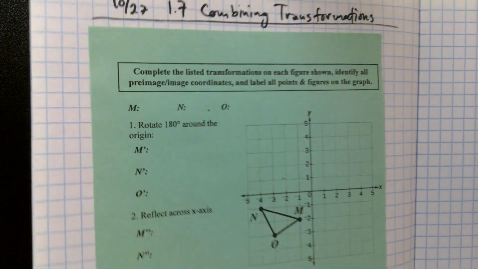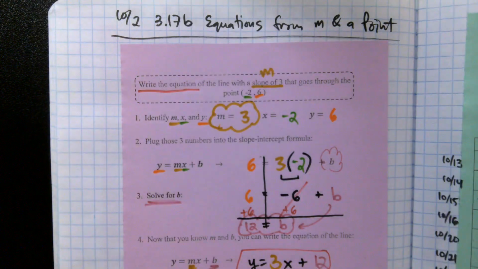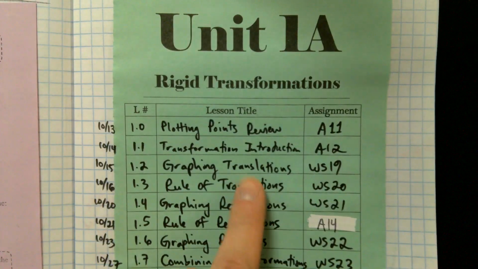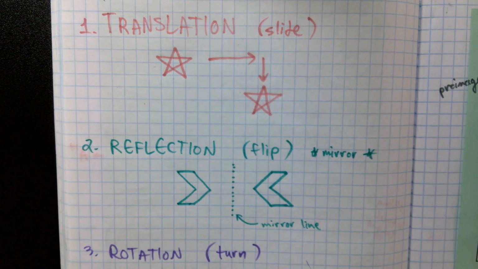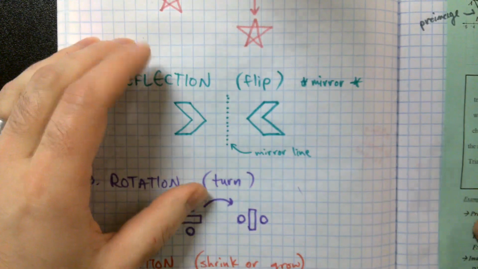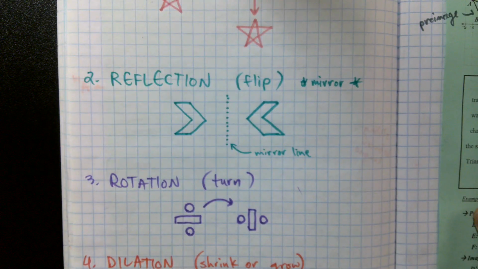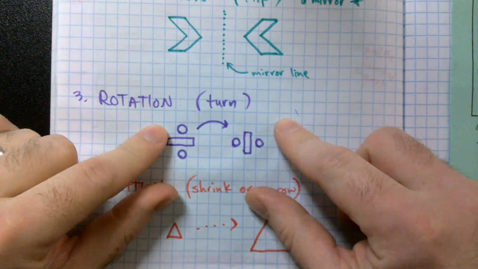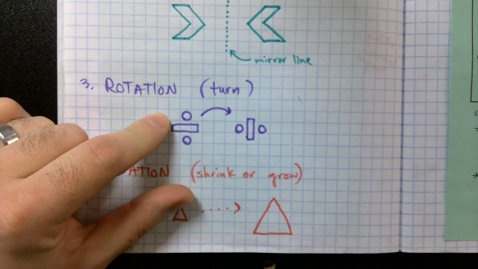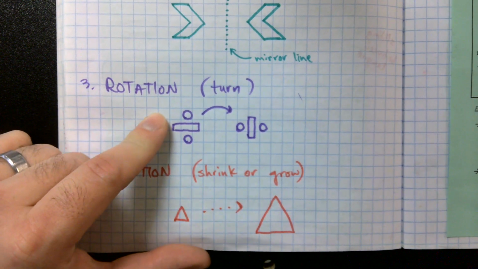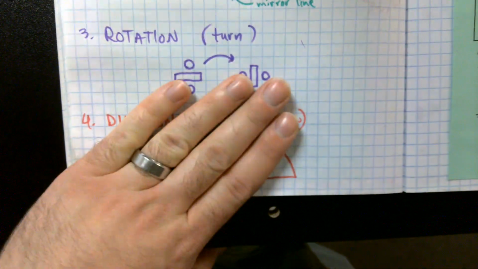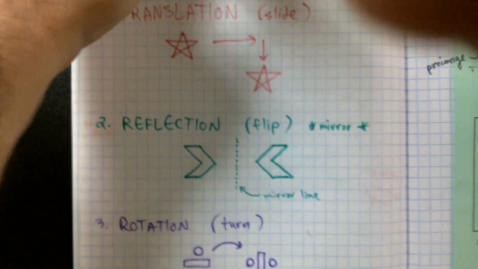So at this point, with our test on Friday, hopefully we are feeling comfortable and confident with performing, here we go, translations, where we slide a figure left, right, up, down. Reflections, where we flip our figure across the y-axis or across the x-axis. And rotations, where we turn our figure around the origin either 90 degrees clockwise, 90 degrees counterclockwise, or 180 degrees in either direction. We're not going to talk about dilations, just these three right here.